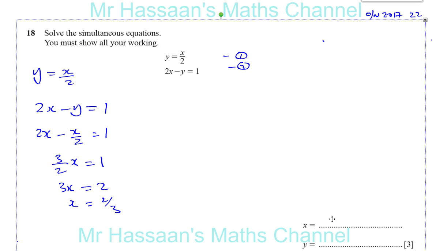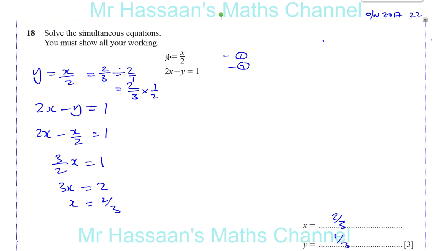Okay, so we know x equals 2/3, and now we've got to find what y is. Well, y is equal to x over 2, so that becomes 2/3 divided by 2. Now 2/3 divided by 2 is the same as 2/3 times a half. And this is like 2 over 1. So it's going to be 1/3 basically. The 2's will cancel out. So x is 2/3 and y is 1/3, and you should always check your answer.